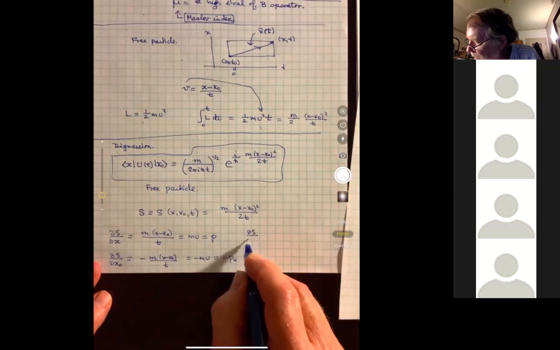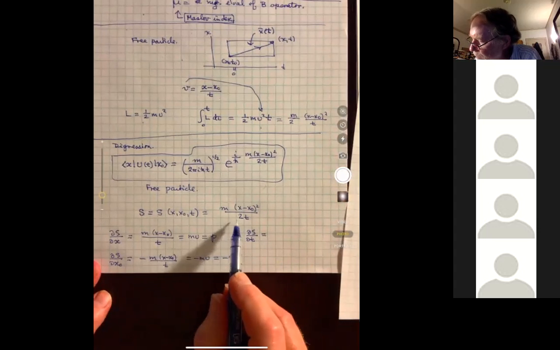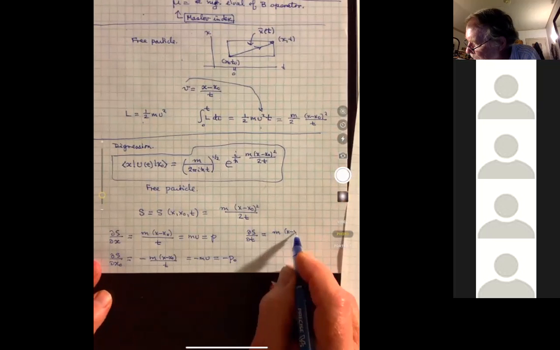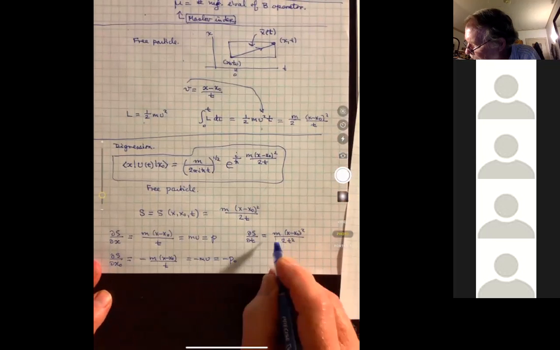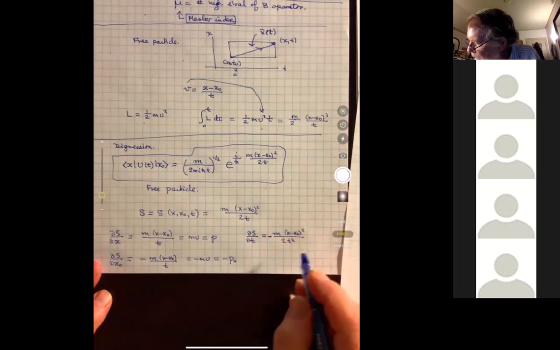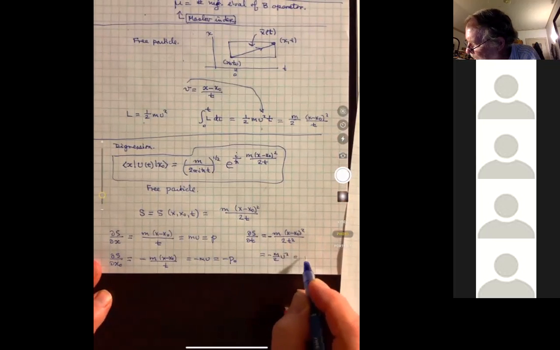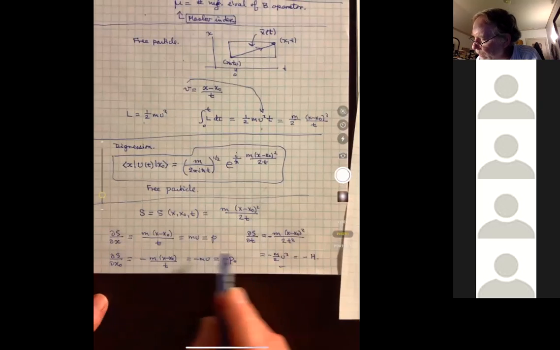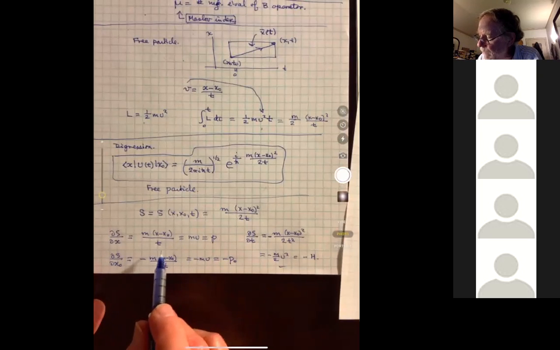Finally, what about the energy? The partial of S with respect to t should be the Hamiltonian, or the energy, with a minus sign. Taking the derivative with respect to time, the time appears in the denominator. I now get m times x minus x0 squared over 2t squared with a minus sign. And you see that's minus m over 2 v squared, which is the kinetic energy, which is minus the Hamiltonian. And so that works as well. So these are the generating function relations that Hamilton worked out in general, exemplified by the free particle.